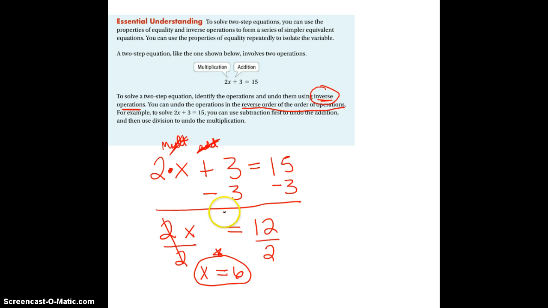And after you find your solution, it's usually a good idea to double check to make sure you got the right answer. So we can plug the 6 back in. So 2 times 6 plus 3, does it equal 15? Check to make sure this is a true statement. 6 times 2 is 12. 12 plus 3 is 15. So yes, it is a true statement, which means 6 is the solution.